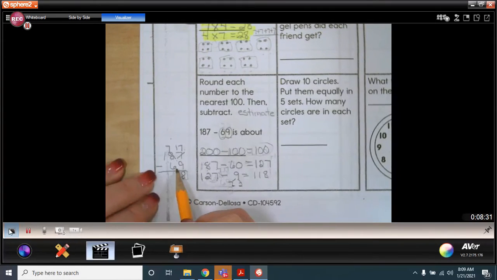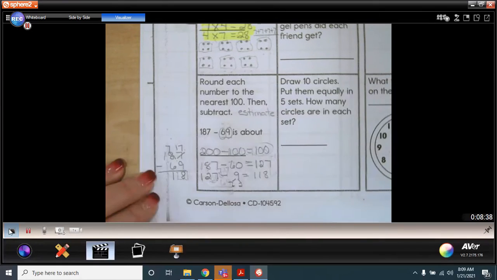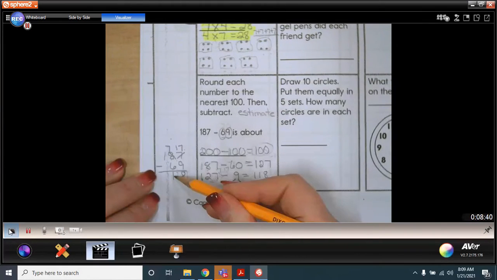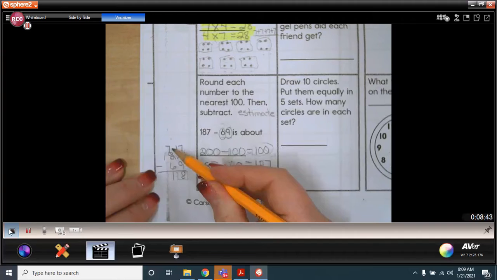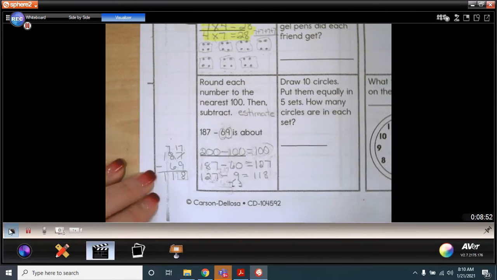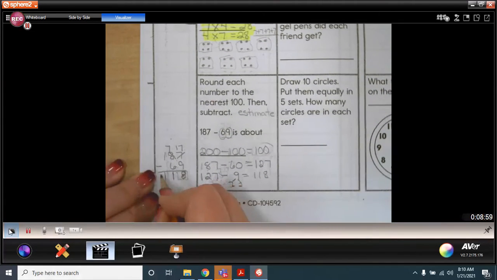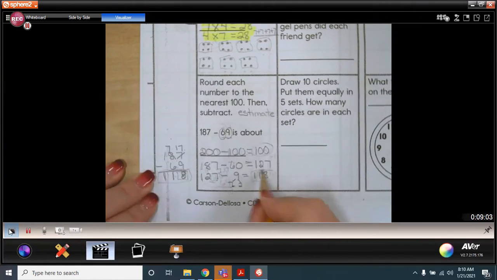7 minus 6 is going to leave me, or 70 minus 60 is going to leave me with a 10. And again, if I check, is 10 plus 60 70? Yes. And I don't have any hundreds to subtract here. So I go ahead and bring down my 100 since I don't have any hundreds to subtract. And again, you will notice that I can see that this 118 matches what I have here.